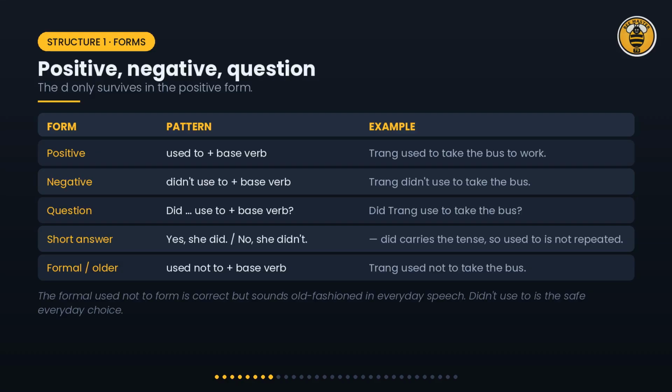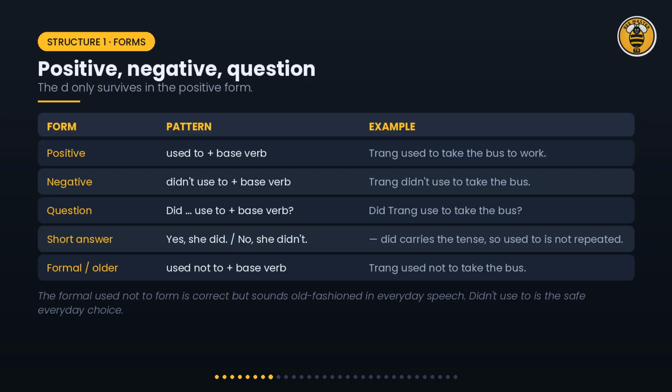Here are all the forms in one table. Positive: used to, with the D, plus a base verb. Tran used to take the bus to work. Negative: didn't use to, no D, plus a base verb. Tran didn't use to take the bus. Question: did, subject, use to, base verb. Did Tran use to take the bus? And the short answer is simply yes, she did, or no, she didn't. You do not repeat use to because did already carries the tense.